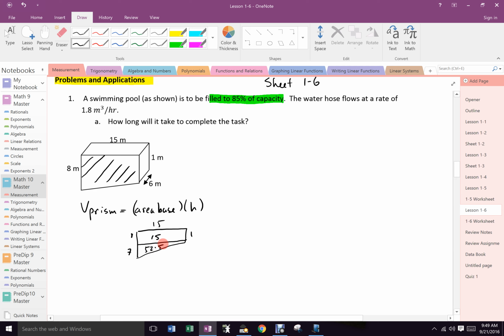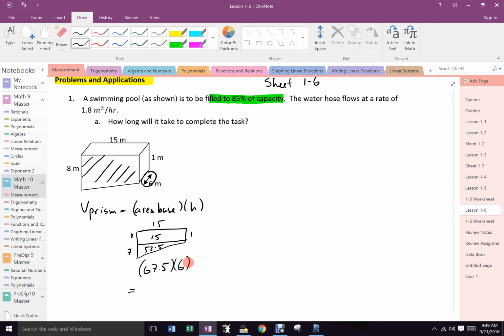Agreed? So the area of the base, what do I do with those two numbers? Add them up to get 67.5, yeah? There's the area of the base. Now what does the height become? 6. So what do we get for a volume? 67.5 times 6. Agreed? Everybody cool?